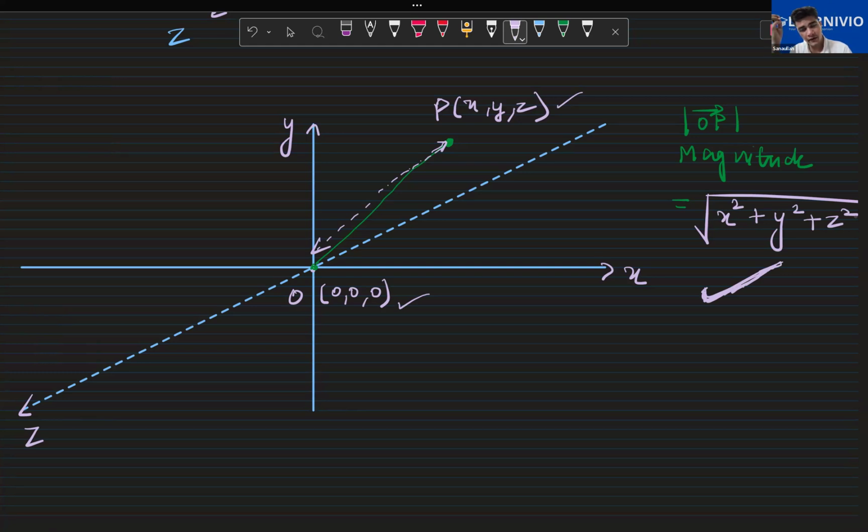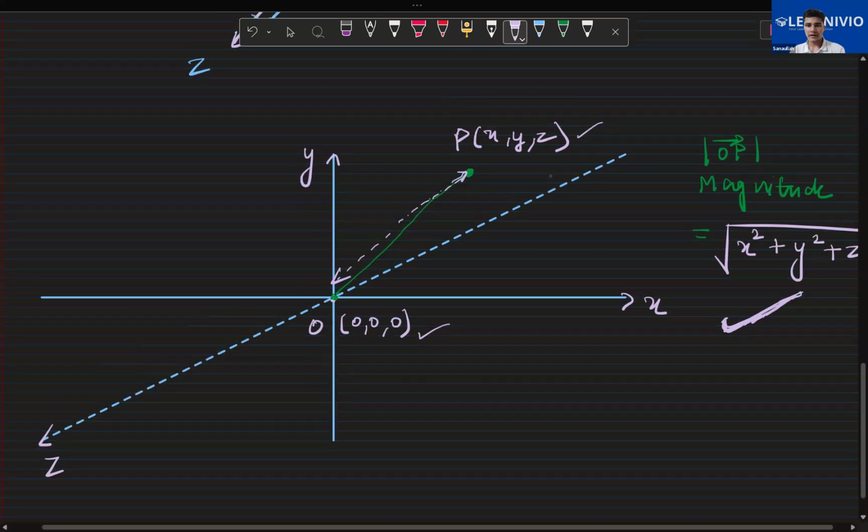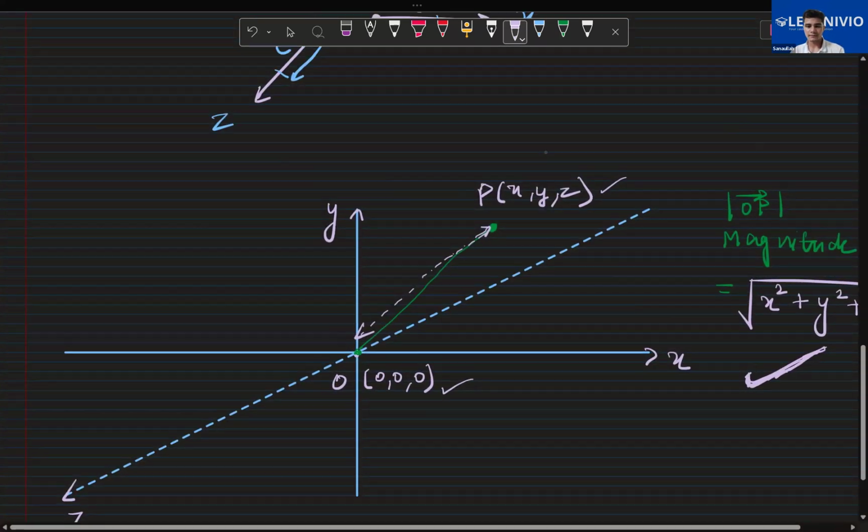Tell me, what is the magnitude of P what? Anyone? Magnitude of OP. Magnitude of OP vector. Okay. All right. So this is a magnitude.